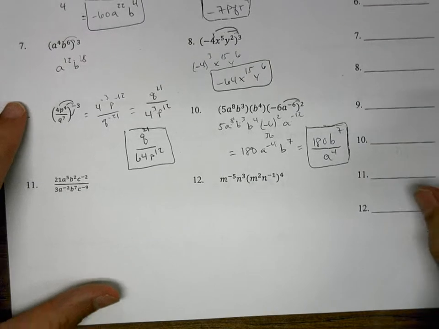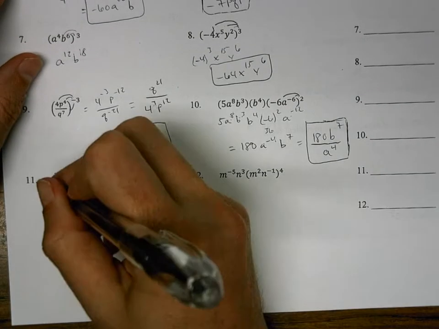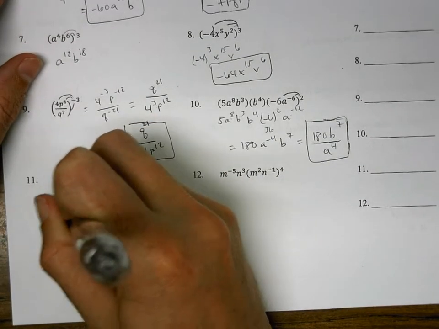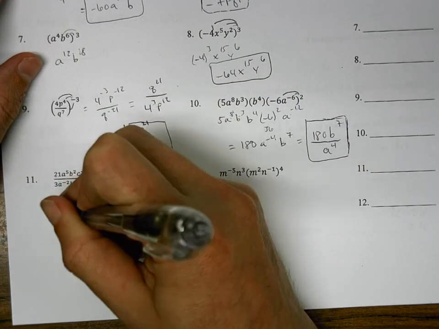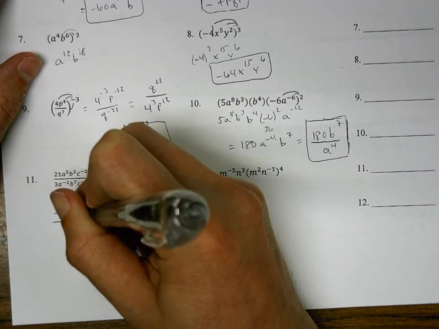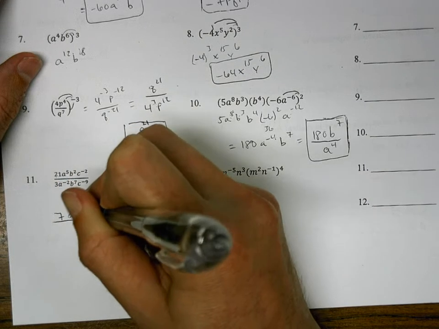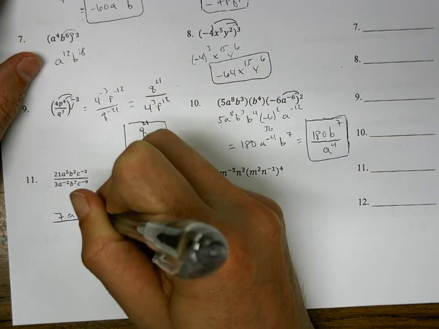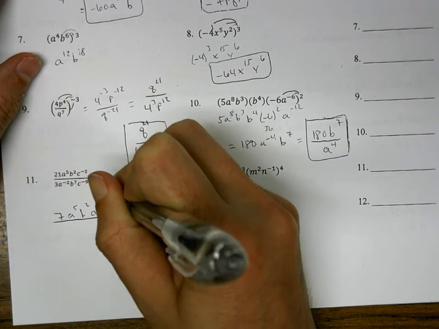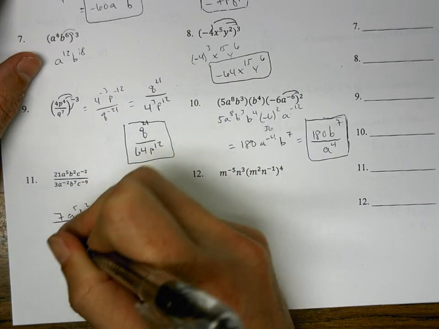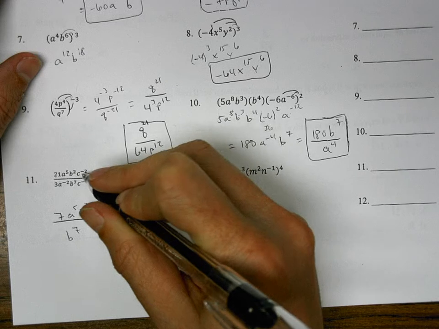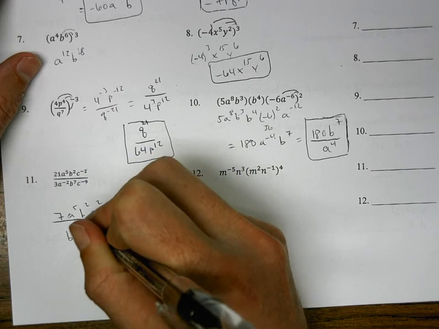For number 11, 21 and 3 can divide. That leaves you with a 7. And let's just move all the negatives first. A to the 5th, b to the 2nd, a to the 2nd moves up, c to the 9th moves up, b to the 7th stays down, c to the negative 2 moves down.